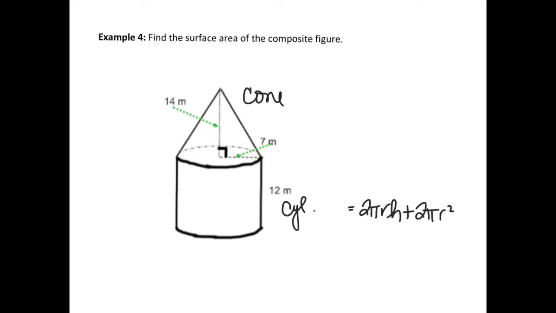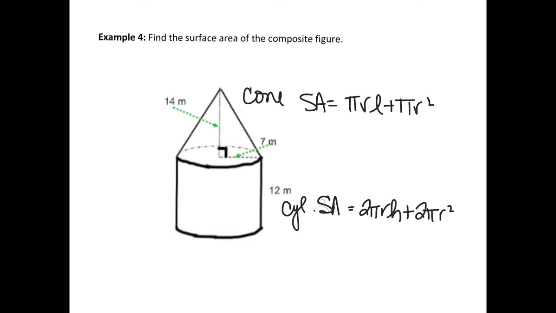2 pi r h is my lateral area. 2 pi r squared is my area of my base, and there should be 2 of them. But then let's talk about a cone. The surface area of a cone, pi r L plus pi r squared. So those are the formulas.